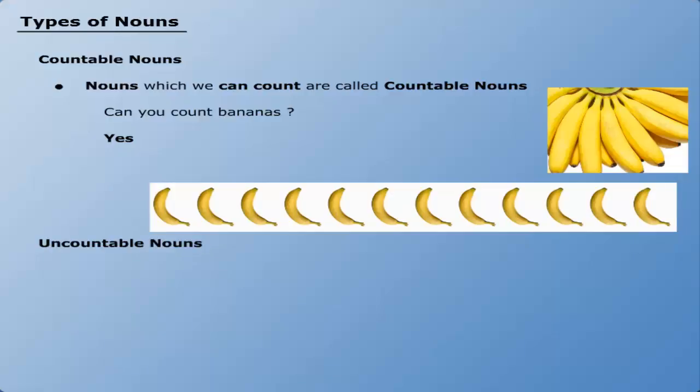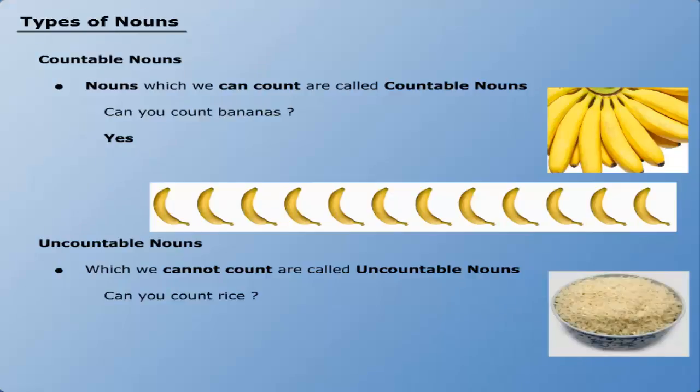Uncountable nouns, which we cannot count, are called uncountable nouns. For example, can you count rice? No, you cannot count rice. Dear students, we hope that now you have learned noun and its types.